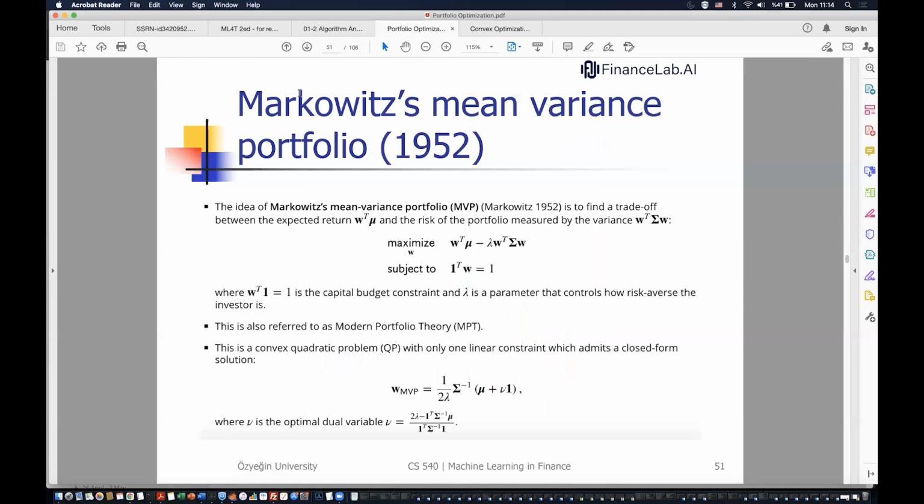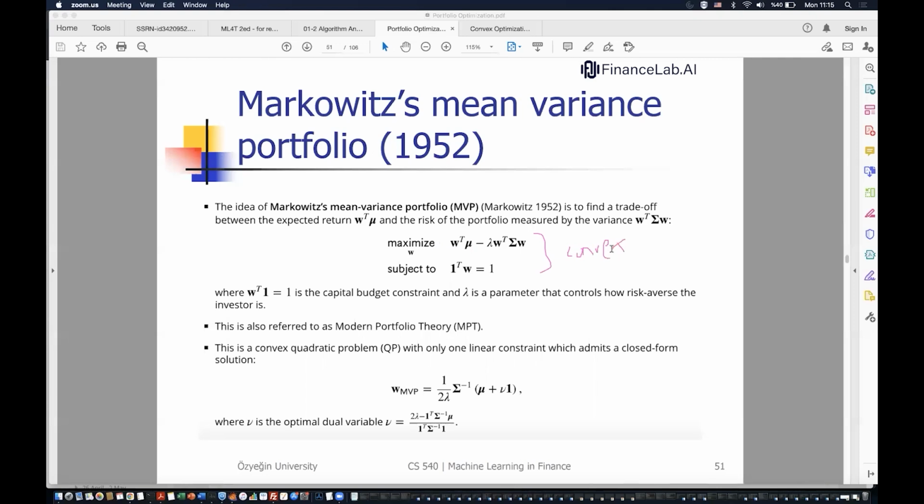So if you look at the Markowitz mean variance portfolio, it's the trade-off between the mean and the variance, which goes back to the early 1950s, but it's one of the most commonly used methods. It's one of the traditional methods in portfolio optimization. Again, the idea here is finding a trade-off between the expected return and the risk of the portfolio measured by the variance. Here, instead of volatility, we are using the variance. And we try to maximize, as you see in this objective function. So this is convex.